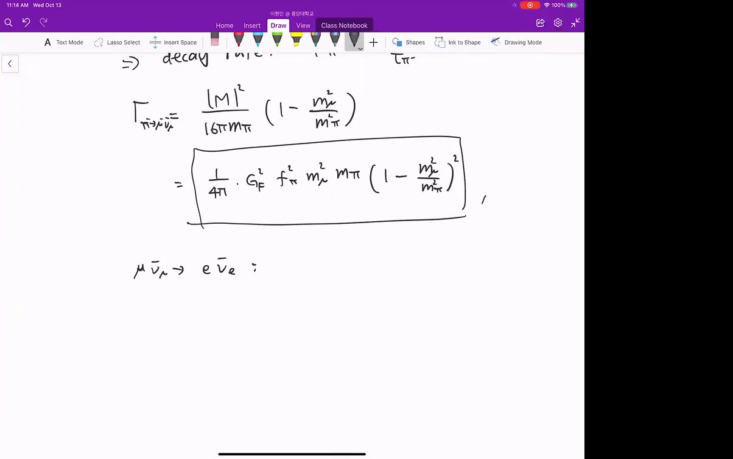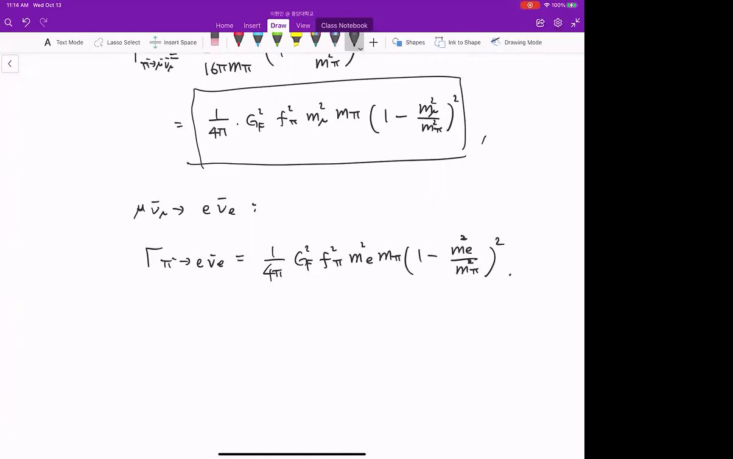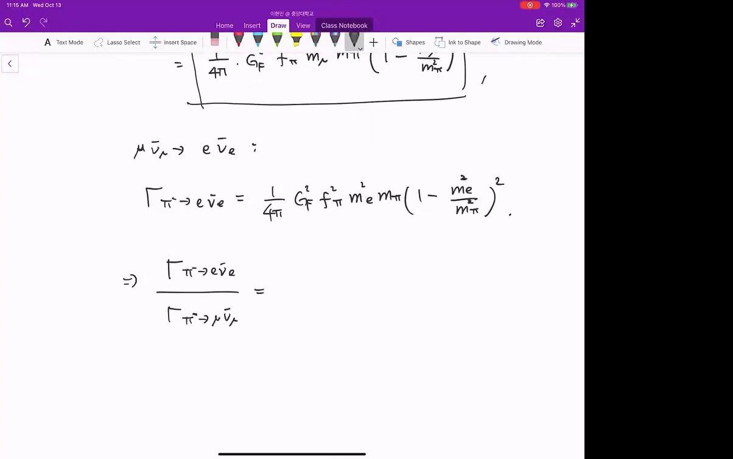They have different masses, so it is the same process. Now, the electron mass, so this is the result then. Therefore, if you take the ratio in comparison to the pion decaying to a muon and muon neutrino pair, the ratio of the decay rates just depends on the lepton masses.